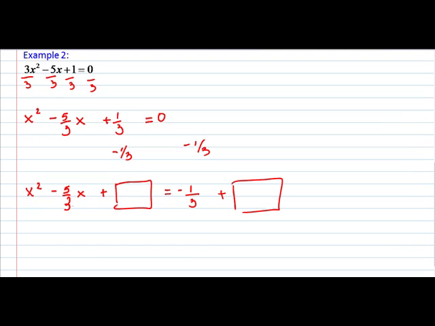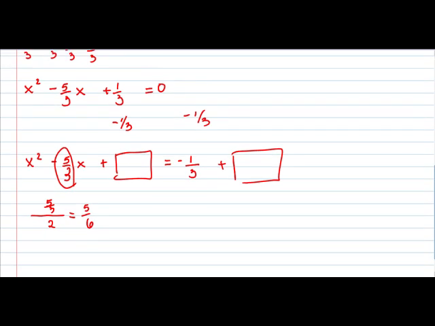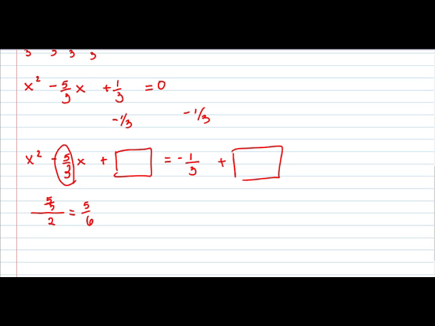Now to complete the square, you take this number here, which is 5 over 3. You divide by 2, so half of that is 5 over 6. It's a shortcut, because to do 5 over 3 divided by 2, you can do it the long way if you like: 5 over 3 times 1 over 2. So therefore you have 5 over 6.